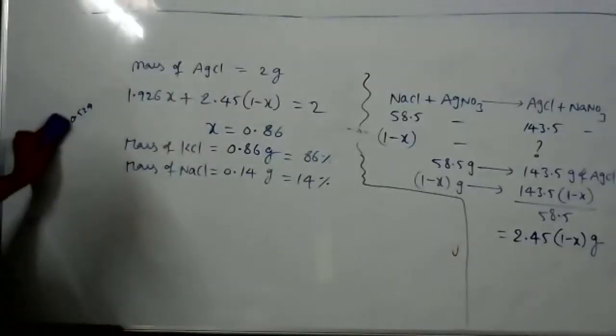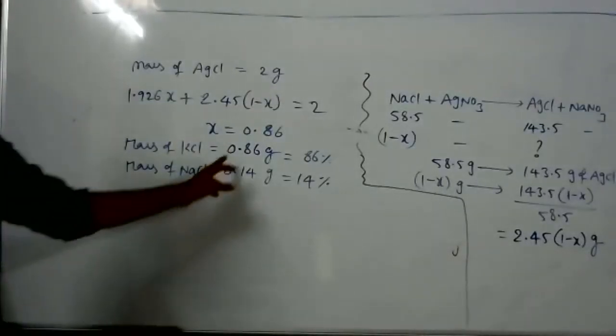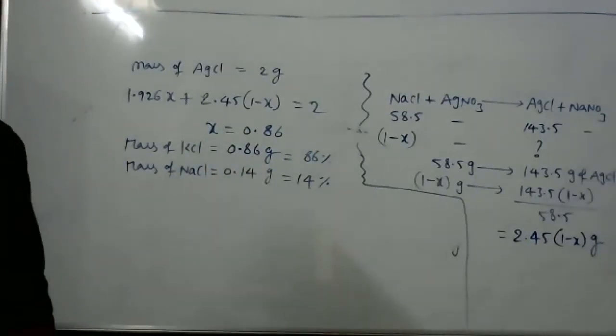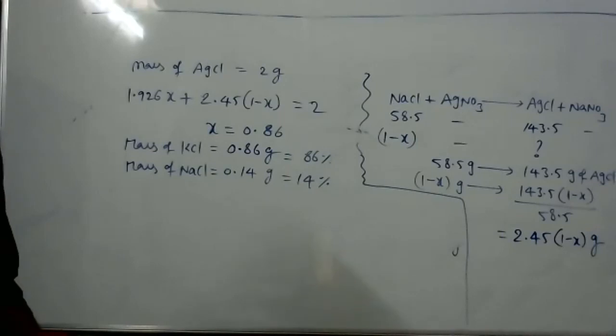So how much is X? 86%. It is 0.86 grams. Oh, yeah, okay, I got 8.5. Correct. Do it with the calculation. Sir, actually, I took it as 1.92 instead of 1.926. That's why I got 84. But no, 85. No problem.